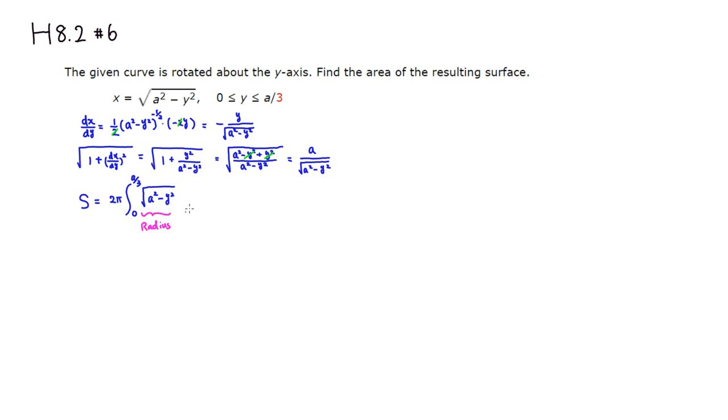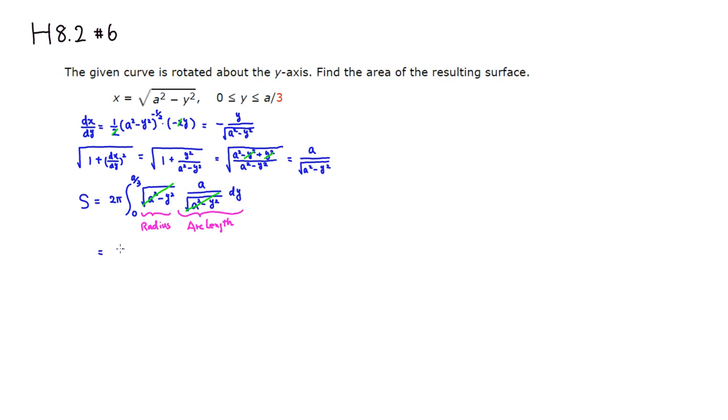Then what we need is the arc length. We already found that to be a over the square root of a squared minus y squared, with respect to y. You see that it's very convenient, because we can cancel the square root of a squared minus y squared, since it's the same thing on the bottom. Then we can just evaluate this.